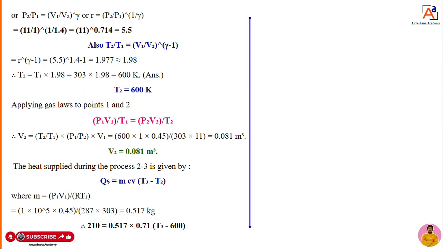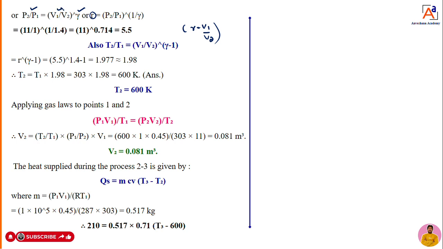The first one, with the help of the pressure ratio, dear students, P2 by P1. During the adiabatic compression process, the pressure ratio can be written as P2 by P1 is equal to V1 by V2 to the power of gamma. Or else, R is equal to P2 by P1 to the power of 1 by gamma. What is R here? I already told you in the previous class, dear students, R is the compression ratio, that is nothing but V1 by V2.